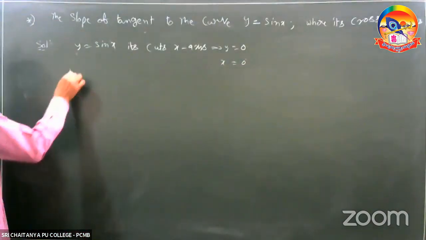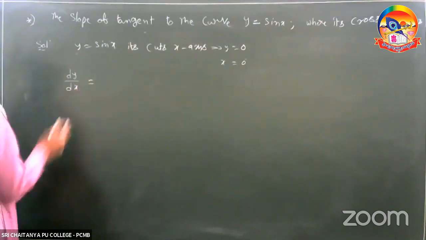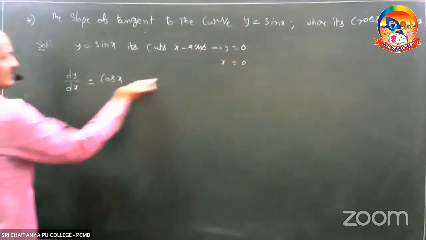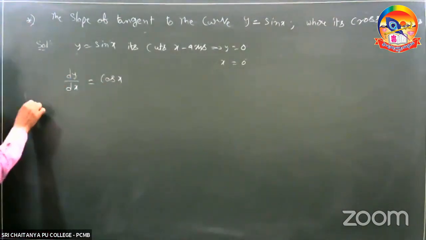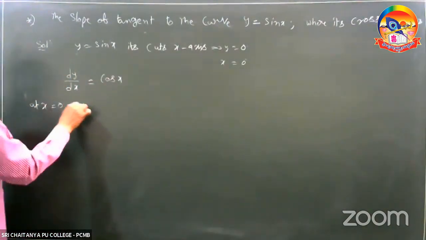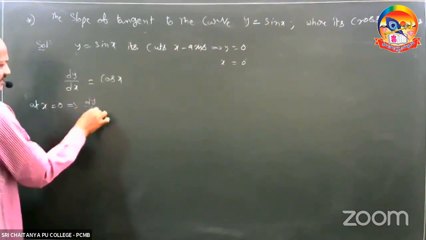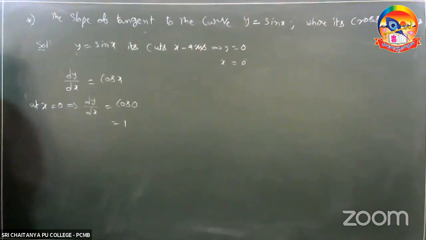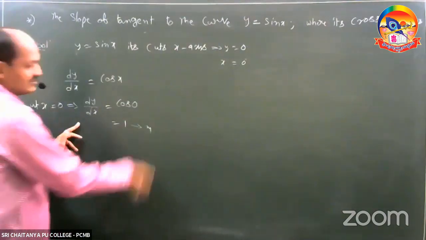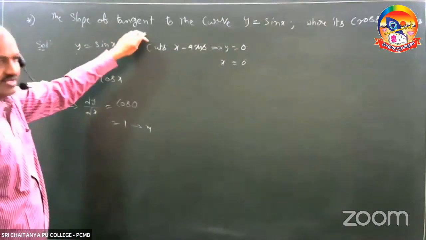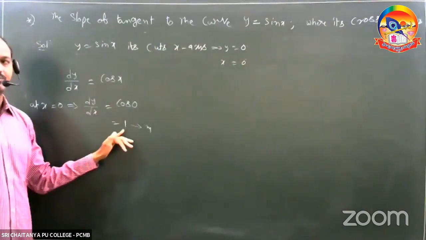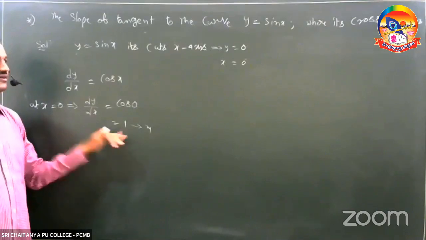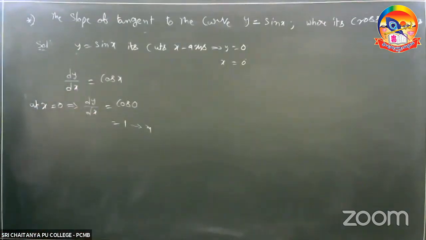Now the tangent to the curve dy by dx. Derivative of sin x is cos x. We already know the value of x. That means at x is equal to 0, dy by dx is equal to cos 0, and the cos 0 value is 1. It is the slope of tangent. In case of slope of normal, that means perpendicular, that means minus 1. So tangent is 1, normal is minus 1.